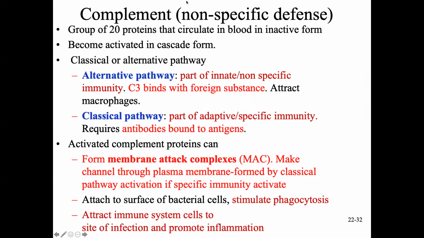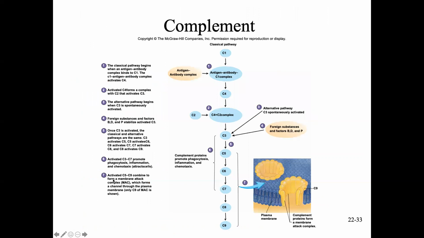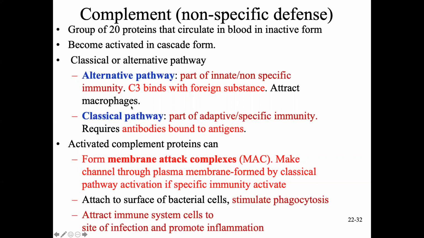We have these proteins already floating in our bloodstream, even though you don't have an infection. 20 different proteins circulating in our bloodstream in its inactive form. It becomes activated in a cascade formation, and there's two ways of forming it, right? Now, I don't want you to know all the little niches that we see here. What I do want you to know is the difference between these two pathways. So how do we stimulate the formation of these complement for the activation of these complement proteins? And then more importantly, what does it do?